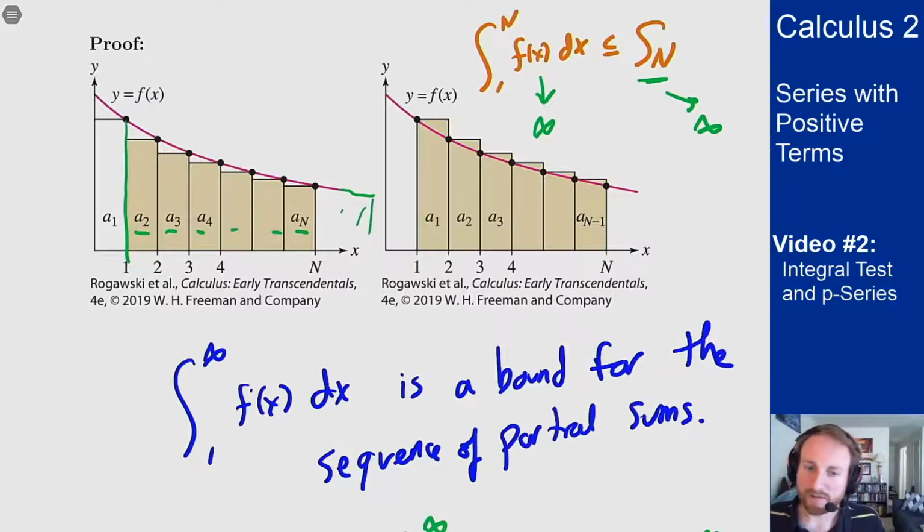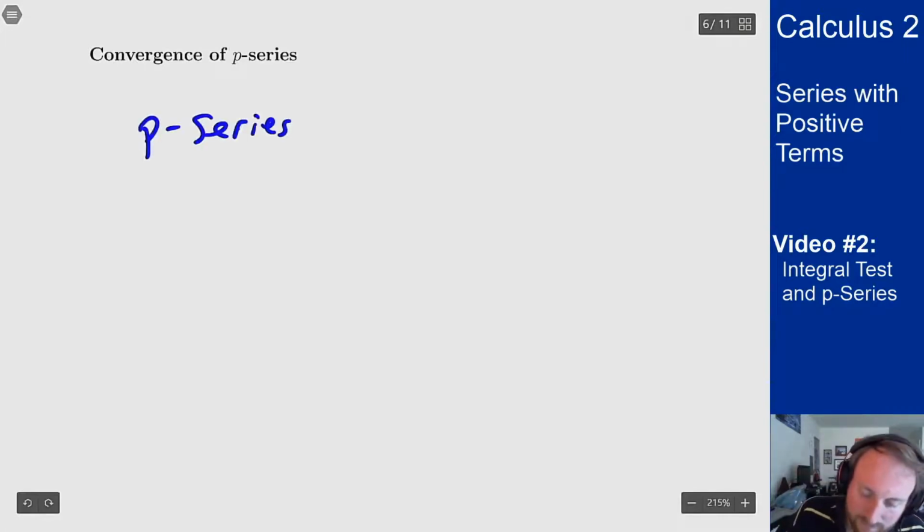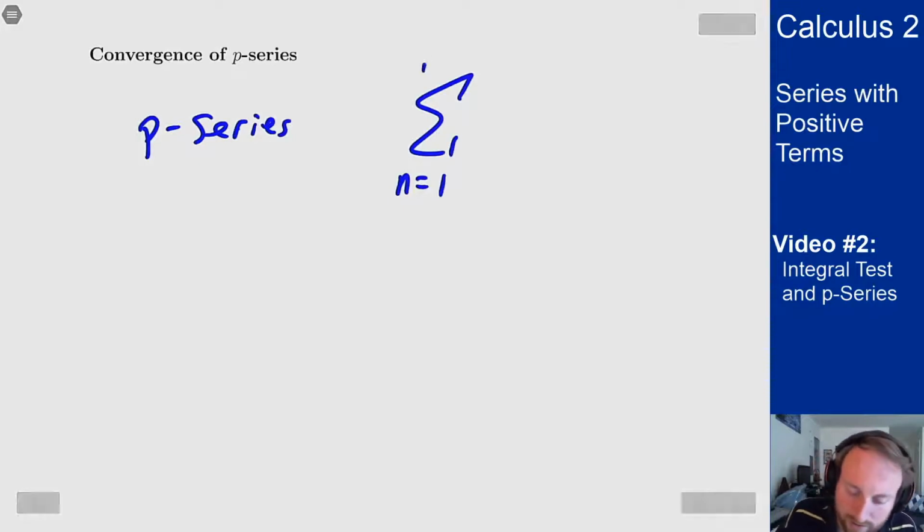If it's a nice function, I can just integrate the function and see what happens there, and that'll tell me if it converges or diverges in the series form as well. And the main way this is applied is with the convergence of P series. So just like P integrals, a P series is the sum from n equals 1 or 2 or some lower endpoint to infinity of 1 over n to the p.